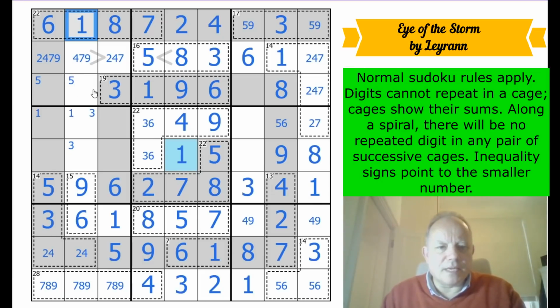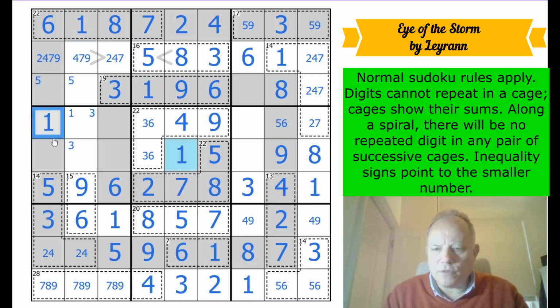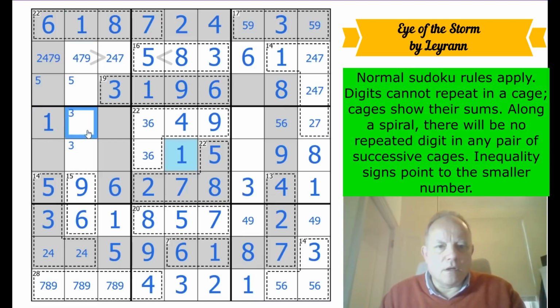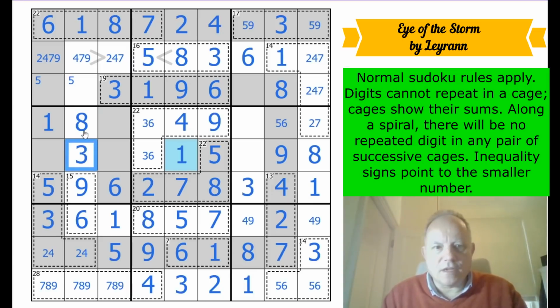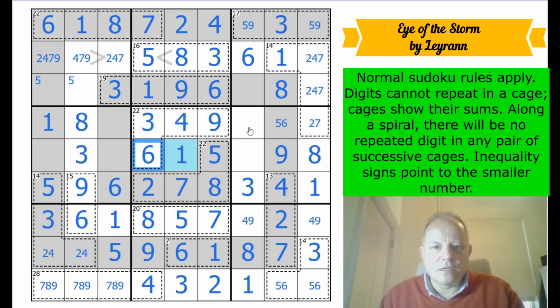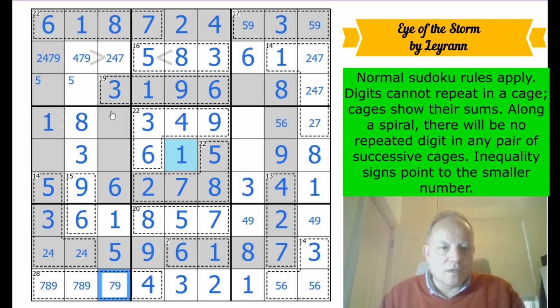Row 3 is still being a bit recalcitrant. That gives us the 1 there though. 3 in one of those, not very helpful. 8 though, 8 in this box must be in this cell. So that does fix the 3. There we go. 3, 6. 3, 6, 1, 5. So we've got 2, 4, and 7 to go in there.